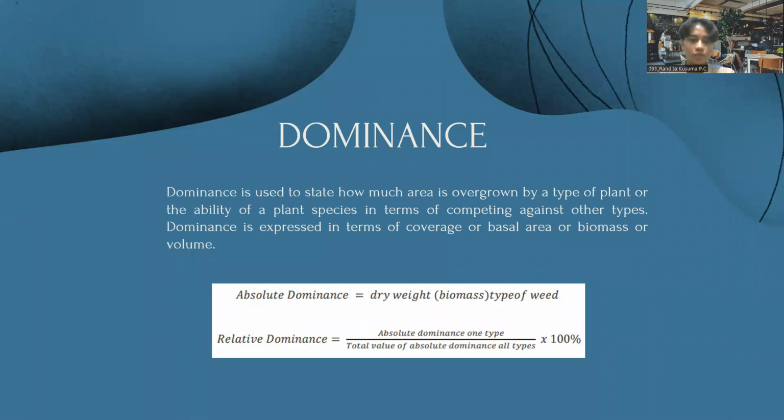Then dominance. Dominance is used to state how much area is overgrown by a type of plant or the ability of a plant species in terms of competing against other types. Dominance is expressed in terms of coverage or basal area or biomass or volume. The absolute dominance is the dry weight or biomass of a weed type. Then the second is relative dominance, which is the absolute dominance of one type divided by the total value of absolute dominance of all types multiplied by 100%.